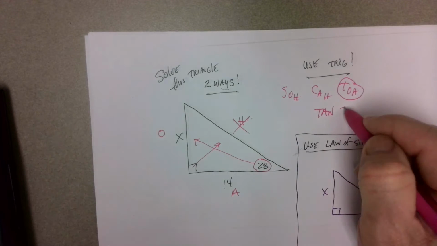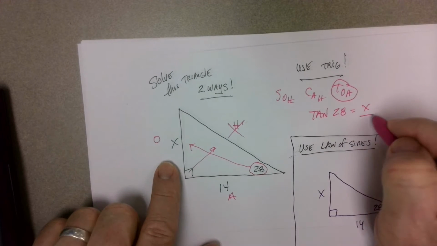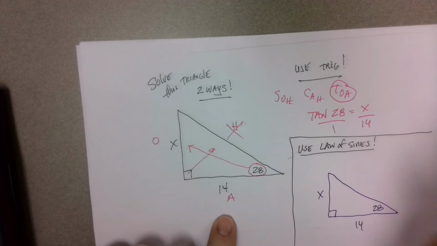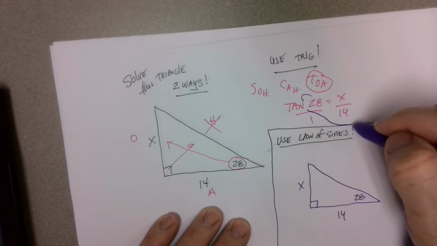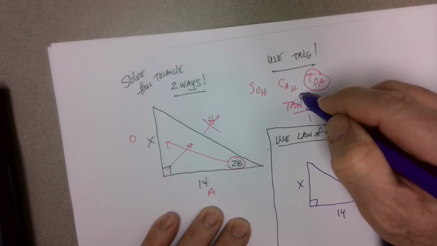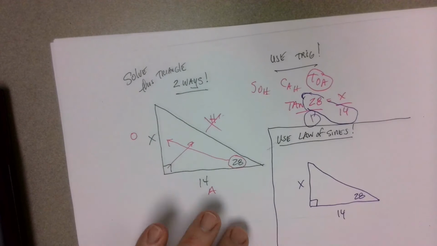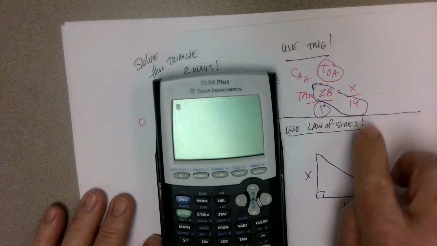So it's the tangent of 28 is equal to O, which is X, over A, which is 14. I would close that out and make it a proportion. And then what I've been showing you guys is I like proportions because I can just multiply the bat and divide the ball. So there's your bat and your ball. So in this problem, it would be this times this.